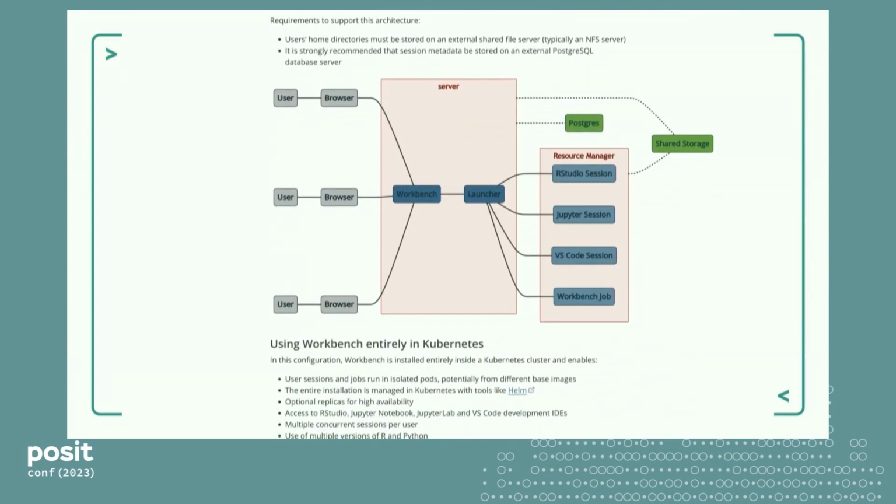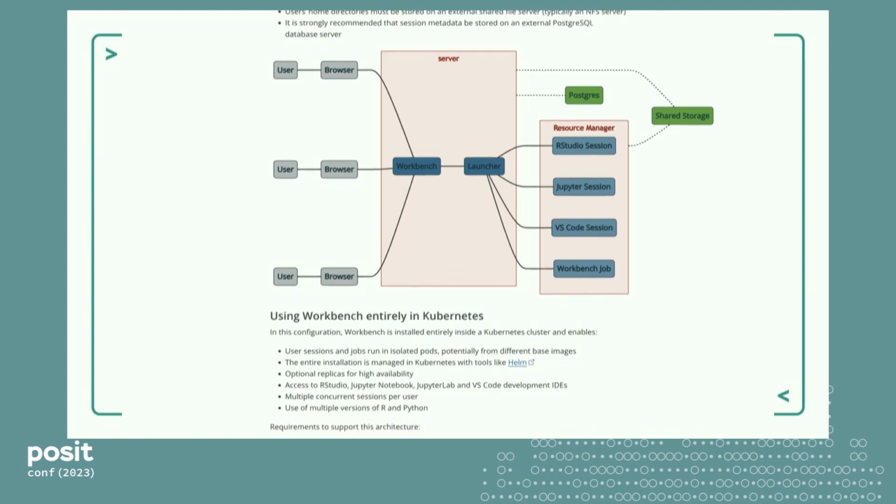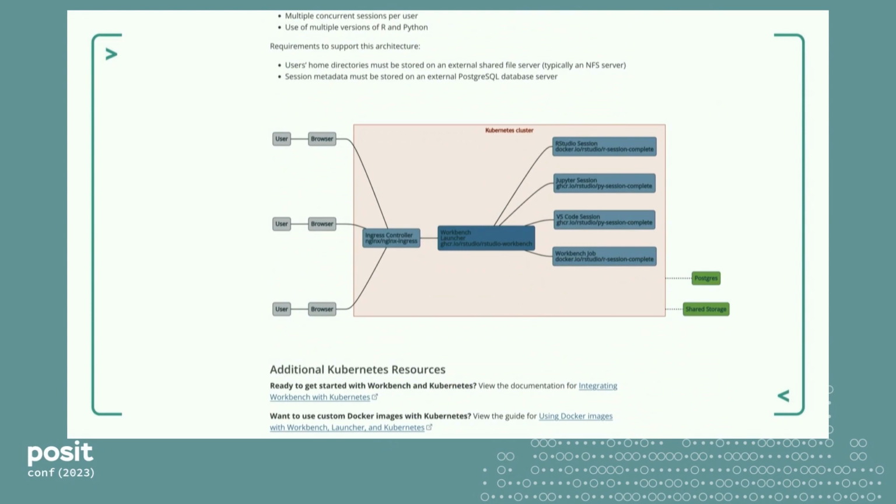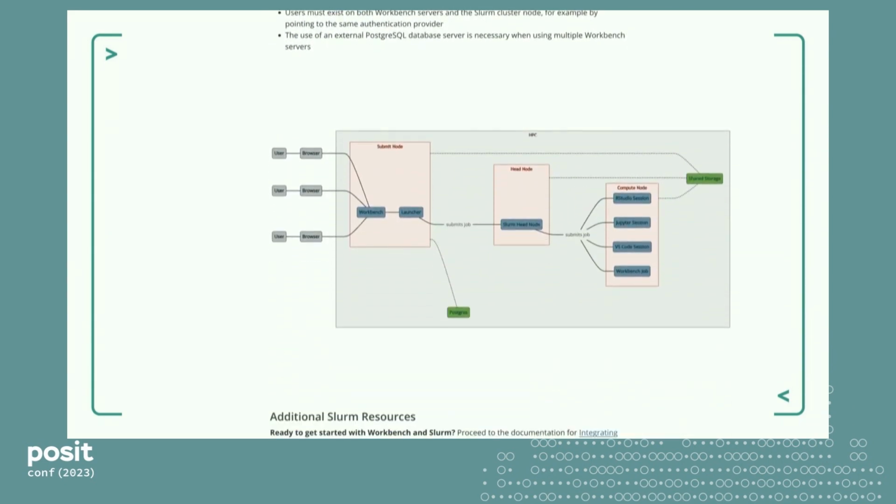I could use Posit Workbench with an external resource manager like Kubernetes. Now I have Workbench set up. I have a separate Kubernetes environment set up. Workbench communicates with that environment. Sessions launch in that environment. This is a supported infrastructure. Or I could run the whole thing in Kubernetes. Workbench runs there, the sessions run there, everything runs in Kubernetes. And then if I really want to make things interesting, I could also run and integrate with Slurm.